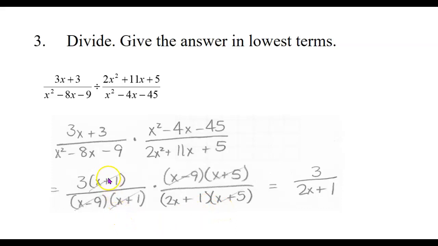Now look, we have an x plus 1 on top and on the bottom. There's an x minus 9 as part of the numerator and part of the denominator. And there's an x plus 5 over x plus 5 that we can divide out. So after all of that, what's left is a 3 over 2x plus 1. So that is the answer in lowest terms.